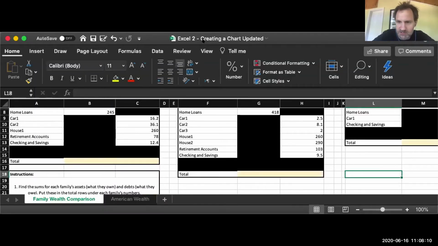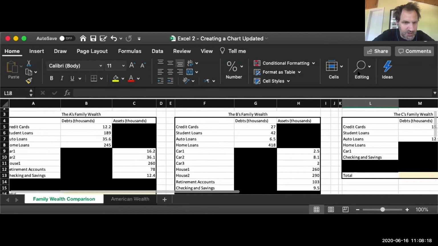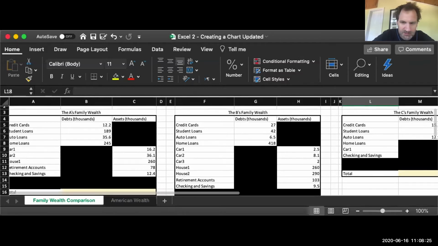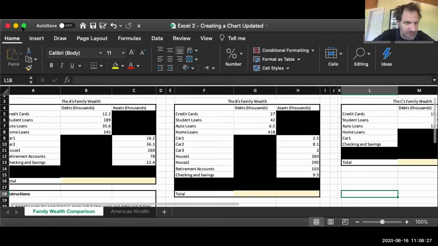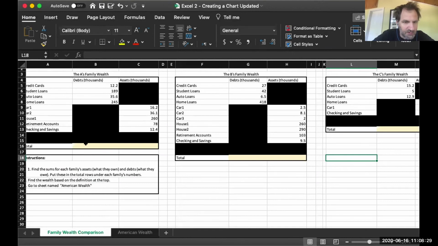Okay, so let's tackle family A. So if you put your cursor on B16, that's where it's shaded underneath the debt. So B16 is column B, and then row 16 is over here on the left. And so you click on B16, good.